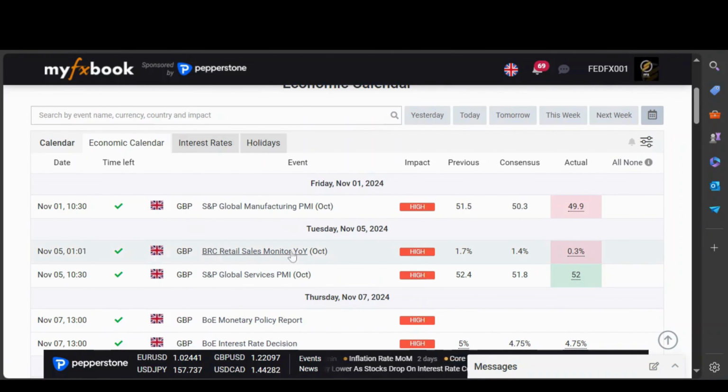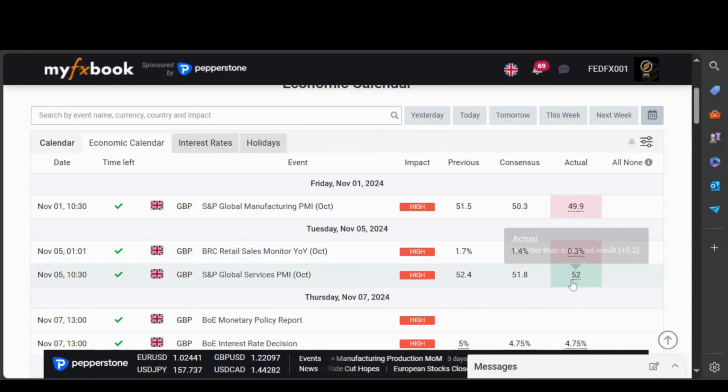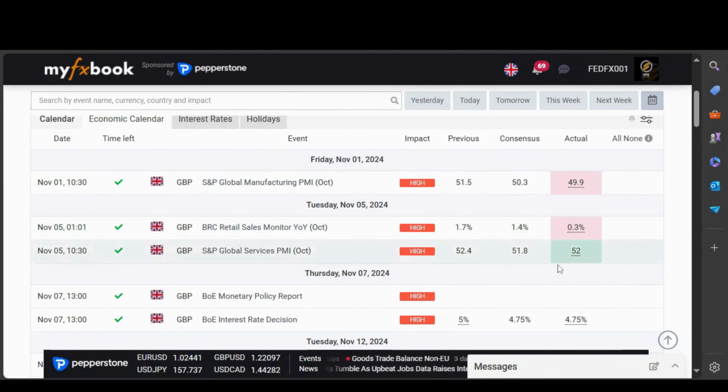So we see retail sales worse than expected. The service PMI was 52, worse than previous, right? This is one thing most analysts tend to ignore. We had a better than expected data, better than consensus, but it was actually worse than previous. So we had 0.4% declines compared to the previous data from the previous months. So it's still not good for the GBP. You could see how the weakness started, right?